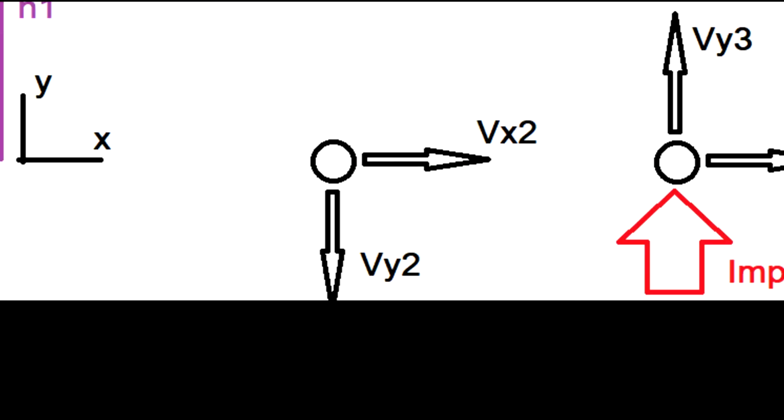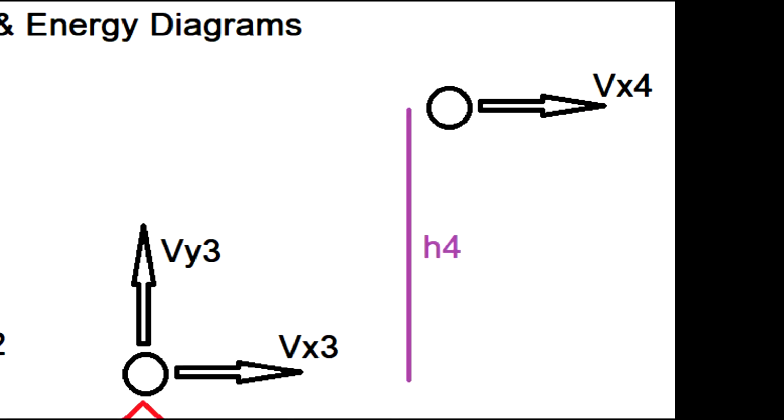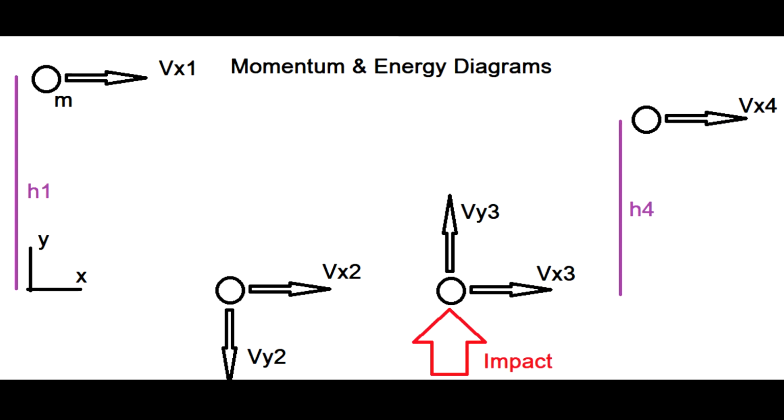So in state 1, it has a velocity vx and a height of h1. And at state 2, it has a velocity vx2 and a velocity vy2 in the downward direction. Directly following the impact, it will have a velocity vy3 heading upwards and a velocity vx3 also heading to the right. And then the final state will be h4, where it has a height of h4 and a velocity in x of vx4. Now that we have all our diagrams out of the way, we'll use some equations to help relate the different states together.